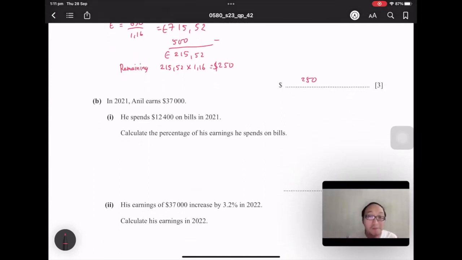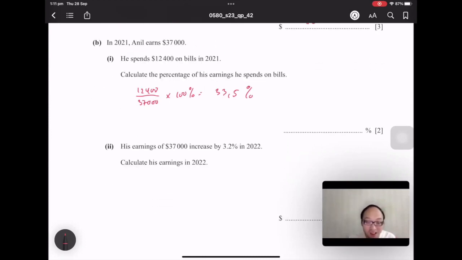B. In 2021, Annual earns 37,000. He spent 12,400 on bills. Work out the percentage of his earnings he spent on bills. So that means it's 12,400 divided by 37,000 times 100%. So 12,400 divided by 37,000 times 100% is 33.5%.